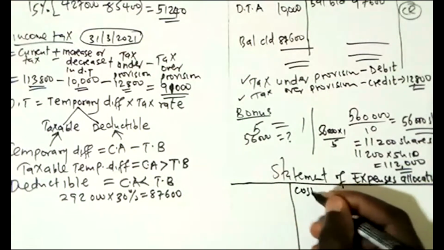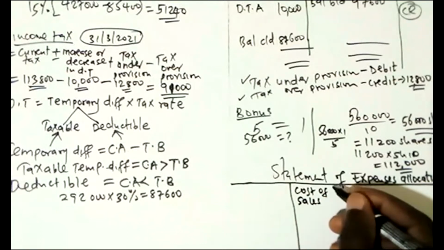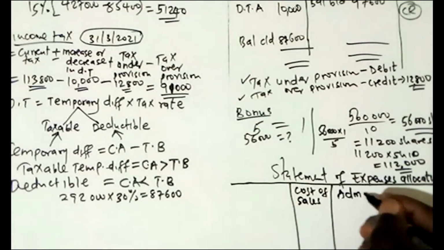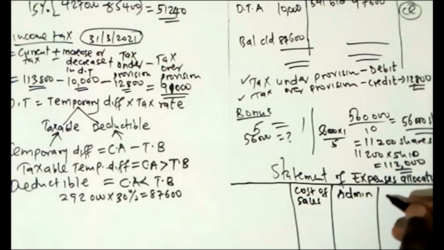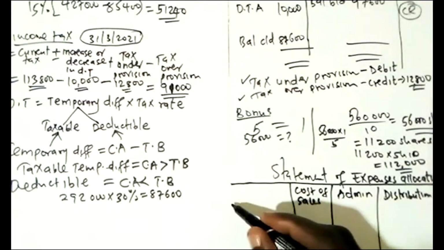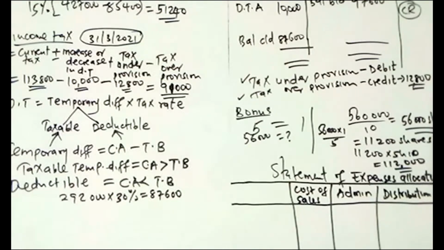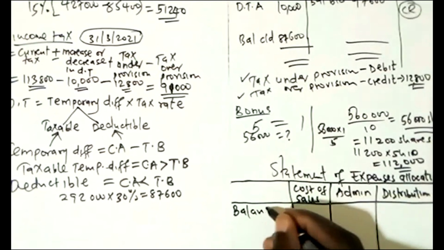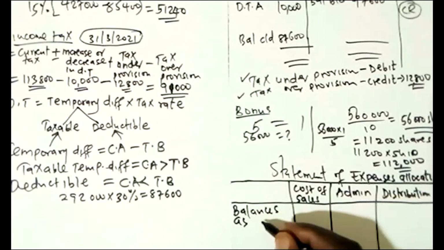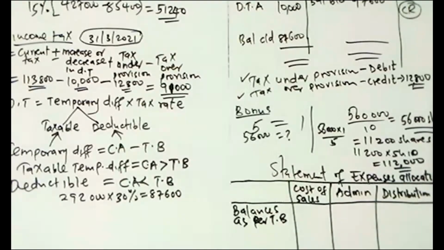So we have the cost of sales, we have the admin, that is administrative, and we have the distribution. For finance, I don't have to show it here because it will contain just interest, which is just the interest on the bank loan from this question. I don't have to waste a lot of time showing just one classification. It doesn't have many expenses, just interest. So you start with the balances as per the trial balance.